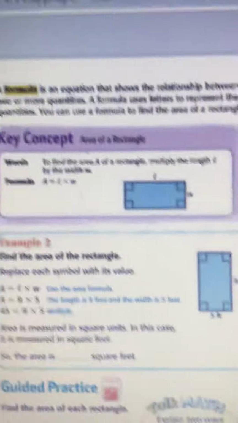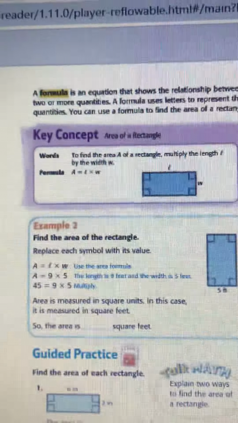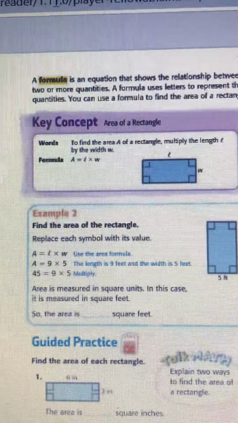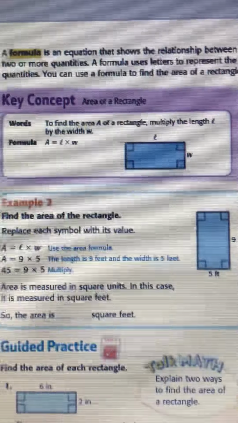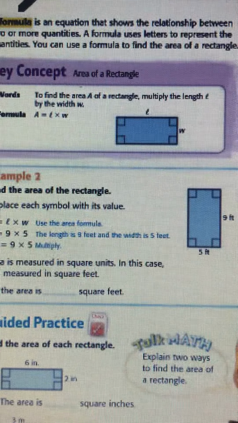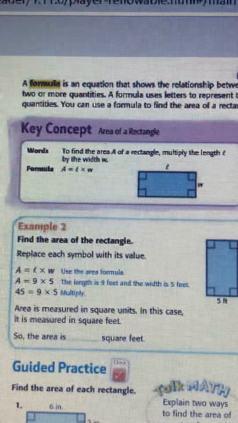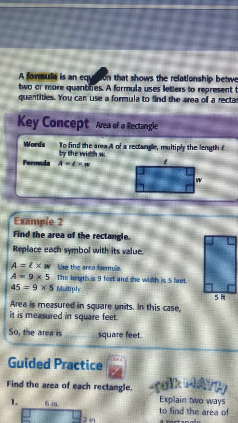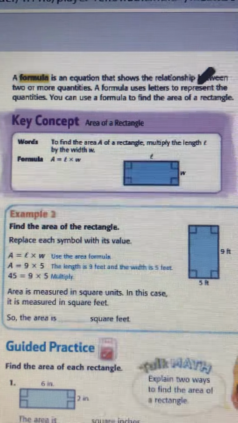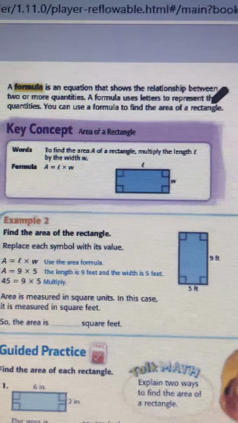Okay, the next one. A formula. I'll be asking you some formulas for the next lesson, or it might be this lesson. So let's find out what formula means. When you say formula, it is an equation that shows the relationship between two or more quantities. A formula uses letters to represent the quantities. You can use a formula to find the area of a rectangle.